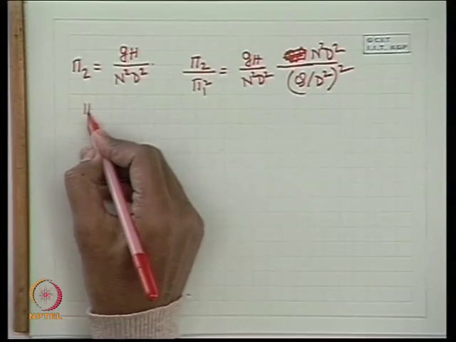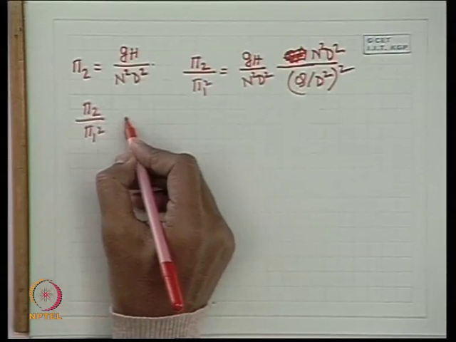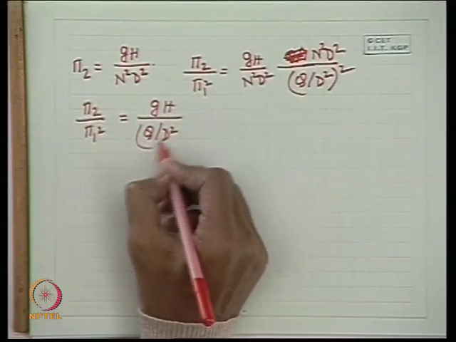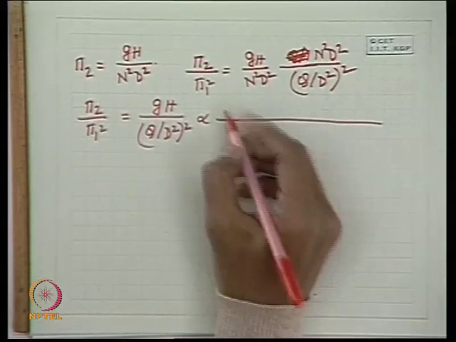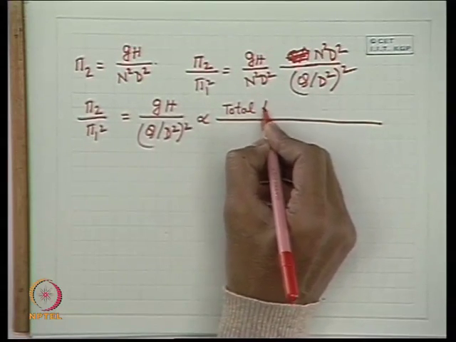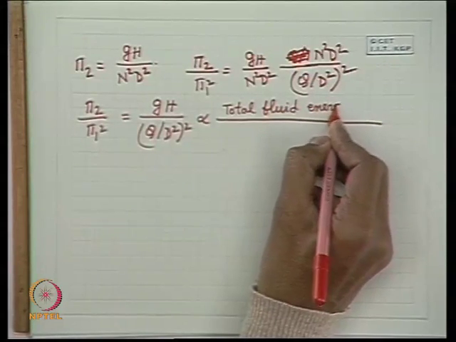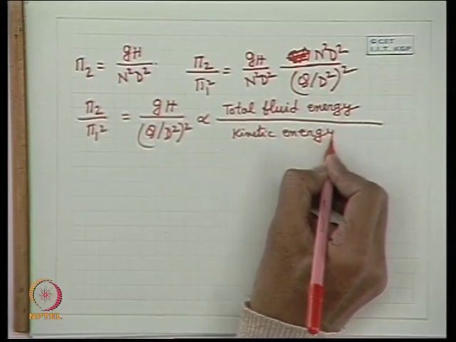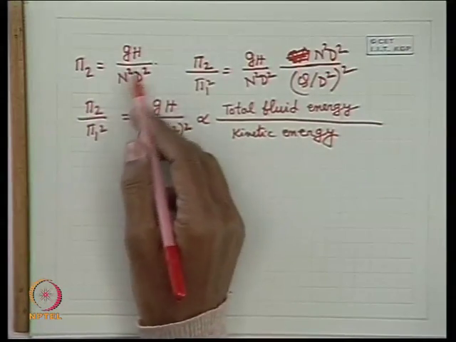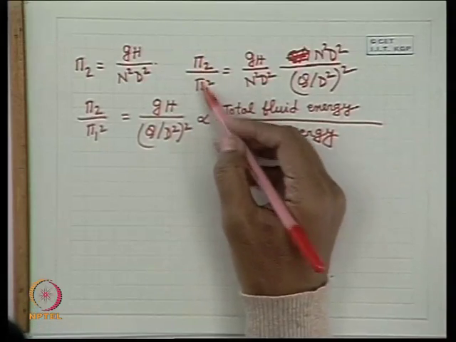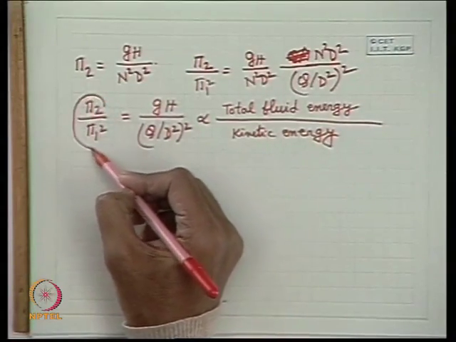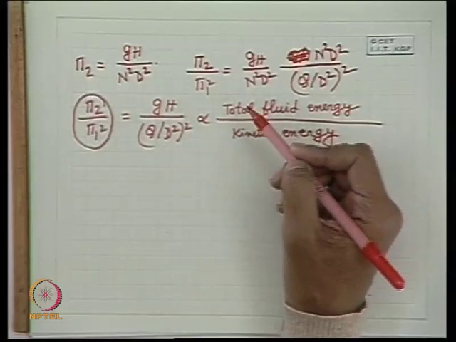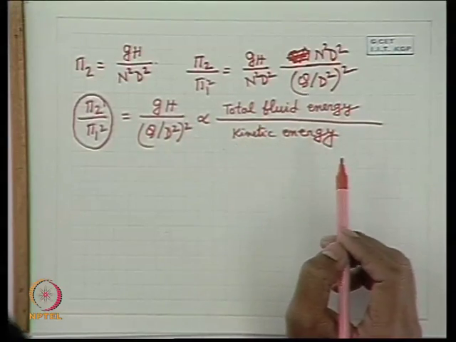All right? That means pi 2 by pi 1 square is equal to g h divided by (Q by d square) whole square, which is proportional to the total fluid energy divided by the kinetic energy. Here you see that the pi 2 term alone represents the total fluid energy divided by some energy representative of the rotor velocity. So, we have to make manipulations with the pi 1 term. Any combination of the pi terms also represents another pi term. That is a corollary of the pi theorem as a similarity parameter. So, pi 2 by pi 1 square is also a similarity parameter, which represents the ratio of the total fluid energy to the kinetic energy of the fluid.